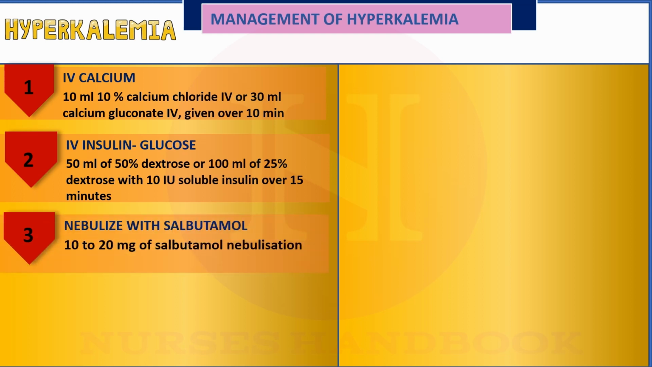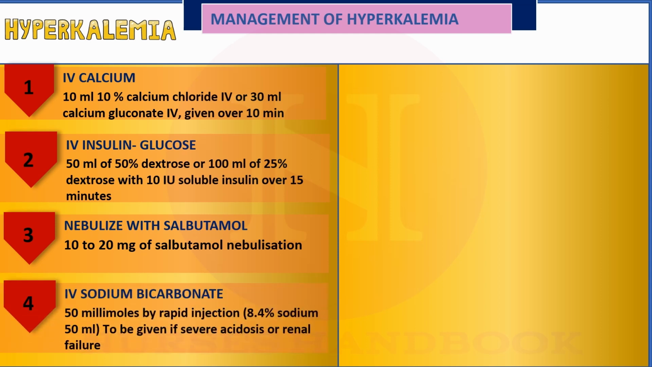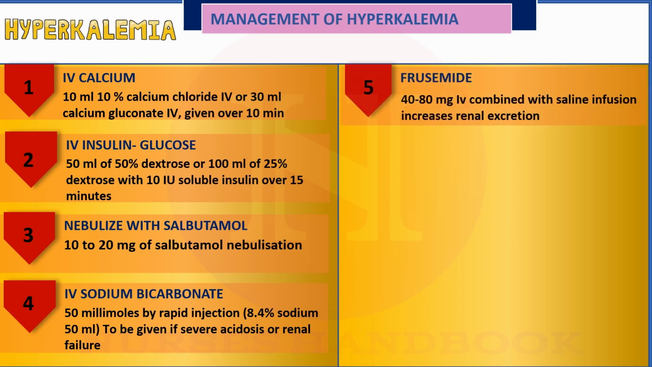3. If the patient is in a condition to take nebulization, then nebulize the patient with salbutamol. 4. Rapid injection of IV sodium bicarbonate may be given if severe acidosis or renal failure is present. 5. Injection furosemide 40 to 80 mg with saline solution may be given to increase the renal excretion.